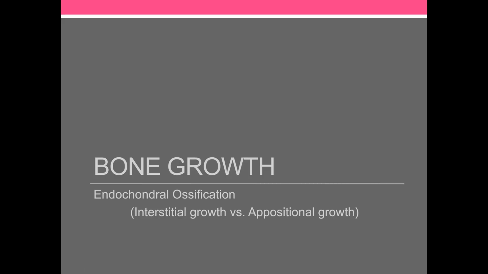In this next section, we're going to look at the first type of bone growth. There are two types of bone growth, but I broke them into separate sections so it wouldn't get too long. So this first type we're going to look at is called endochondral ossification, and we'll also talk about the differences between interstitial growth and appositional growth.